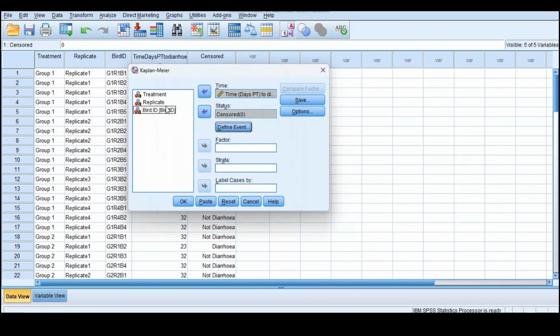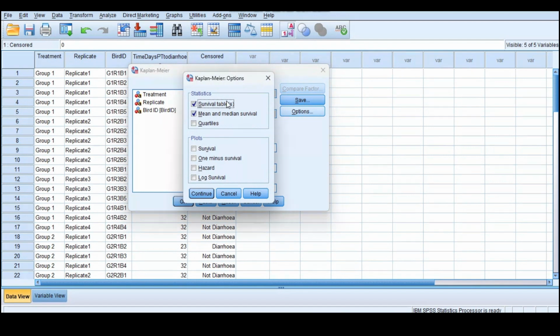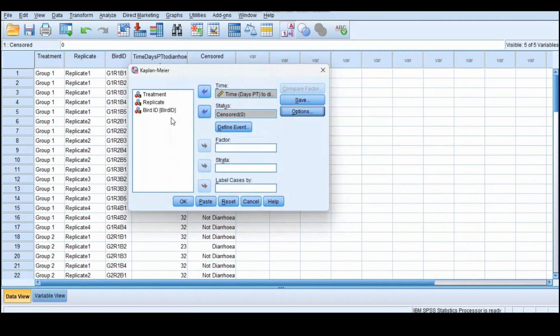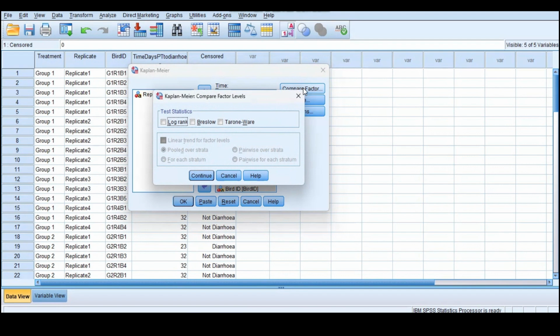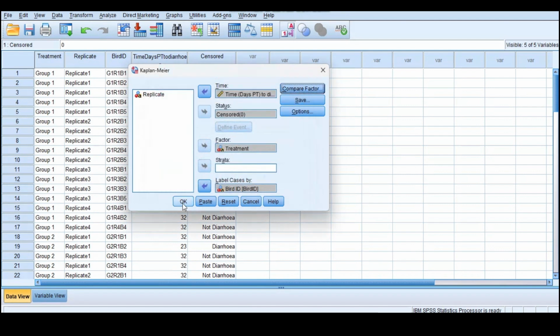Remember, in our case we have factors, but in case you don't have factors, you can proceed with analyzing your data. You come to Options, and then we can have the survival table, the mean and median survival, and of course a plot, and then we continue. Because we had some intervention of the treatment, we put it here as the factor. Remember, you have to treat your bird singly; one bird should have a unique identifier. After doing that, since we had factors, we can come to Compare Factors. Let us click all these so that we can see the results, then continue, and just click OK.